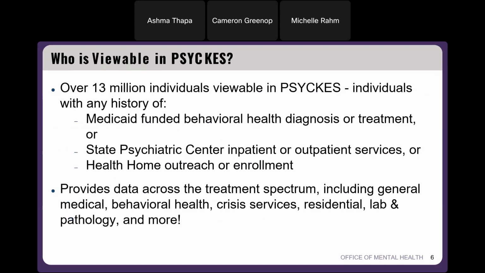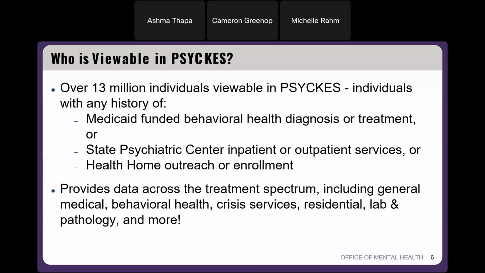So now that we know what PSYCKES is, who am I going to be able to view in the application? We do currently have over 13 million individuals viewable in PSYCKES. It includes individuals with any history of Medicaid-funded behavioral health diagnoses or treatment, or any state psychiatric center inpatient or outpatient services, or health home outreach or enrollment. So if a recipient falls within this population, we will have the data included in PSYCKES.